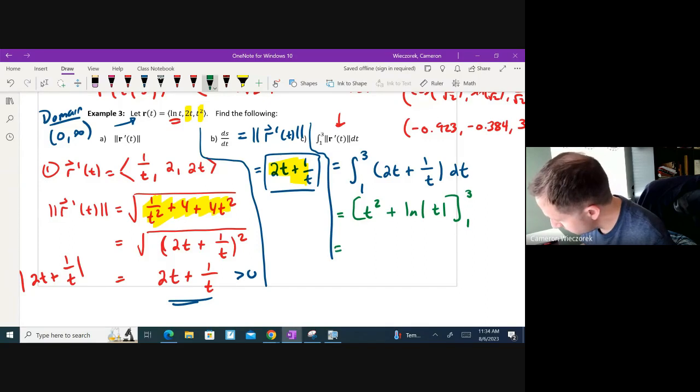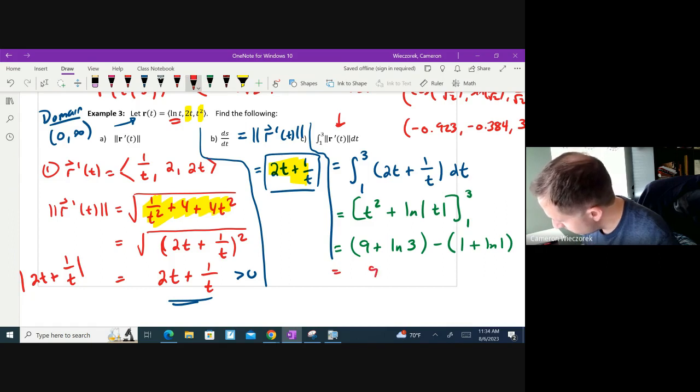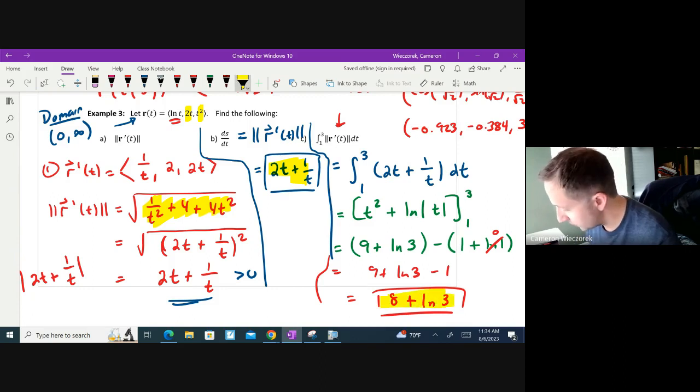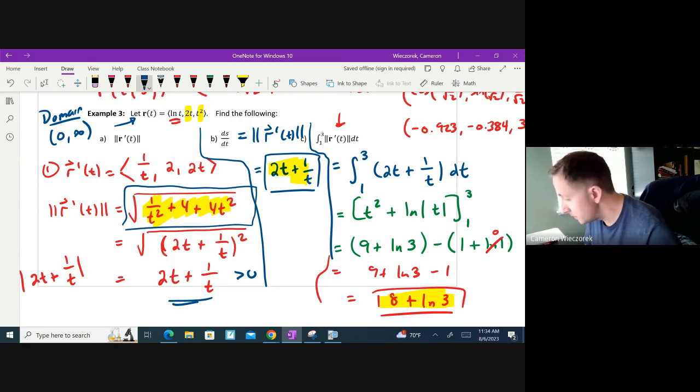So we end up with, if we plug 3 in, 9 plus natural log 3, minus, if we plug 1 in, 1 plus natural log 1. So we end up with 9 plus natural log 3 minus natural log 1, which is 0, minus 1. So we end up with a length along that curve of 8 plus natural log 3. Okay. It did not say use a calculator. If it said use a calculator, I would have just integrated this right over here and just plugged it in and done math 9 like I did before. But it did not. It wants an exact answer, so that's how we get around it.